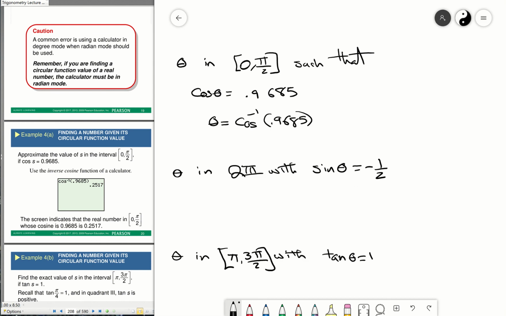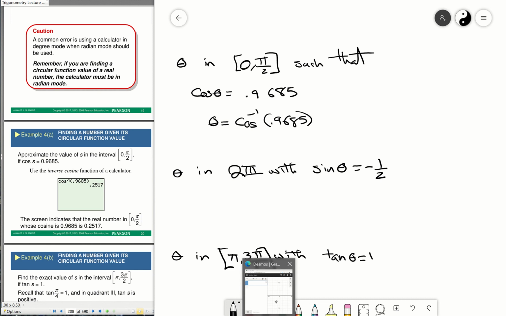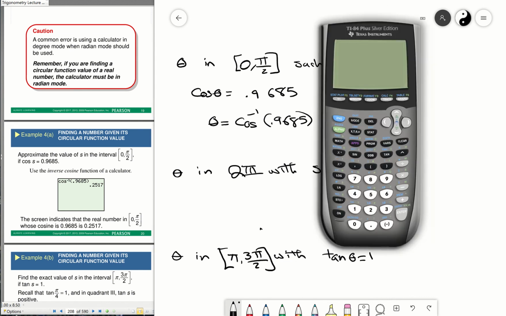So we're going to calculate the inverse. Okay, we want to calculate the inverse cosine of 0.9685. So we're going to bring up inverse cosine. Make sure you're in radian mode. 0.9685, and there we are.